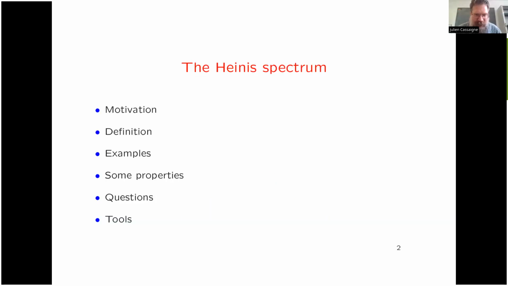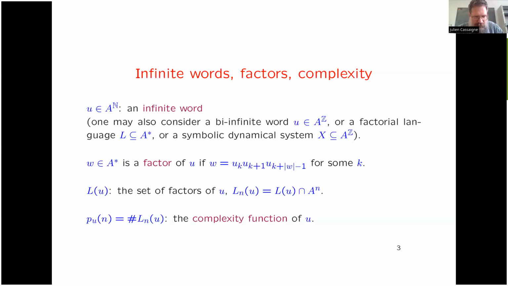My talk is about the Heinis spectrum. I will tell you in a moment what it is, but I have to introduce it slowly. Then we'll see what we can do with this spectrum. There will be a lot of questions. If I have time, I will say something about rosy graphs and other tools to compute things. I will see. So this is about complexity of infinite words.